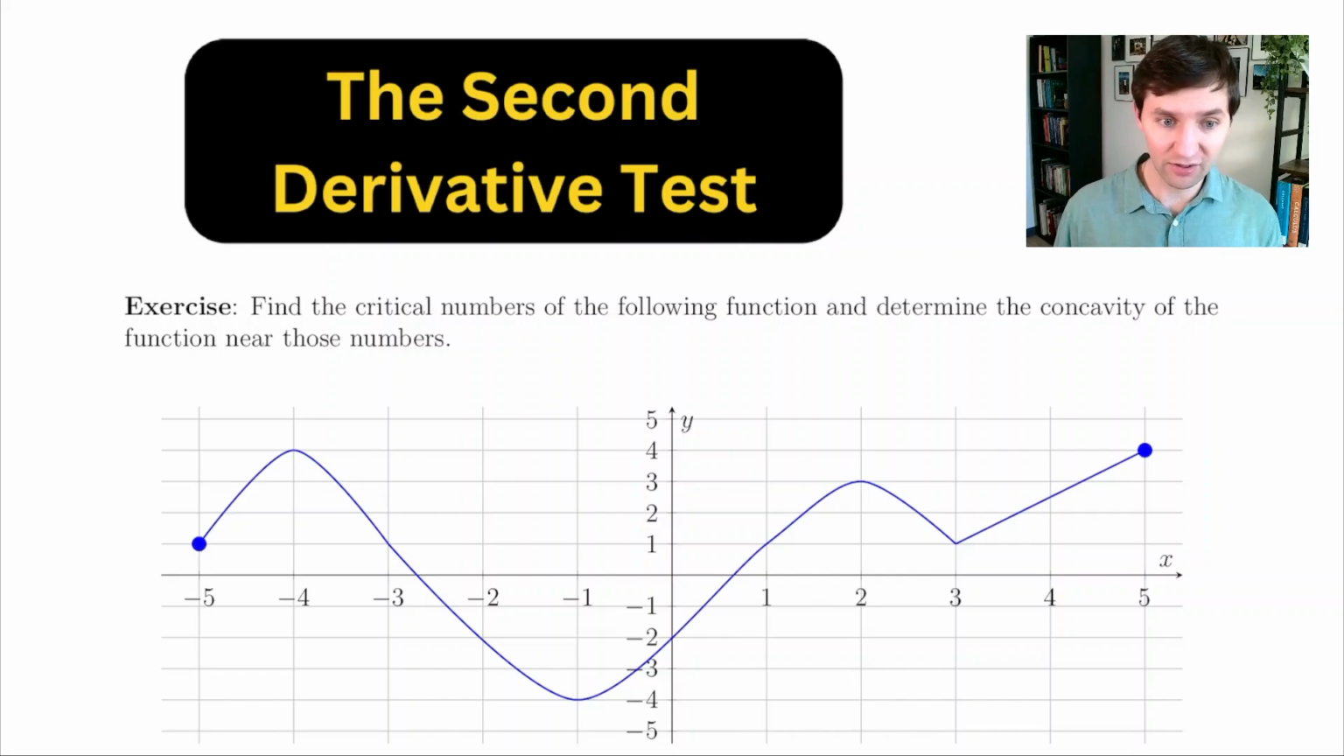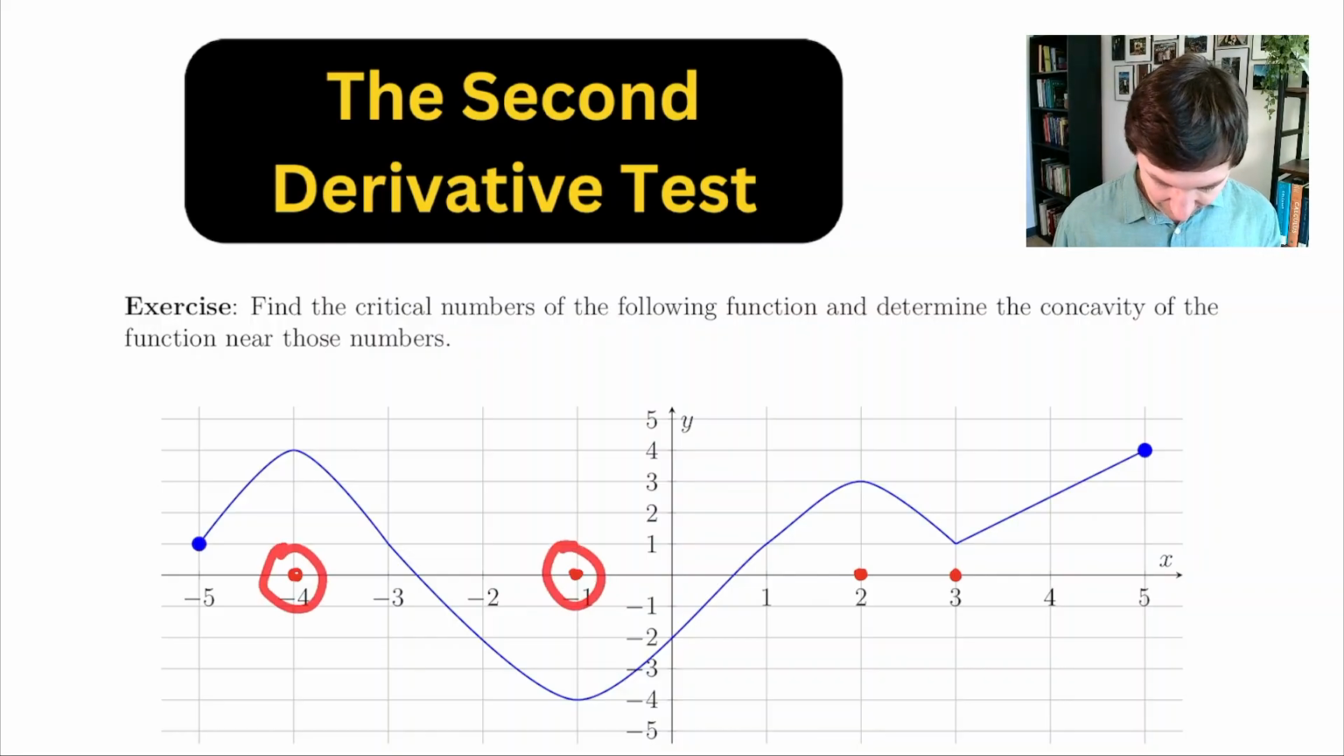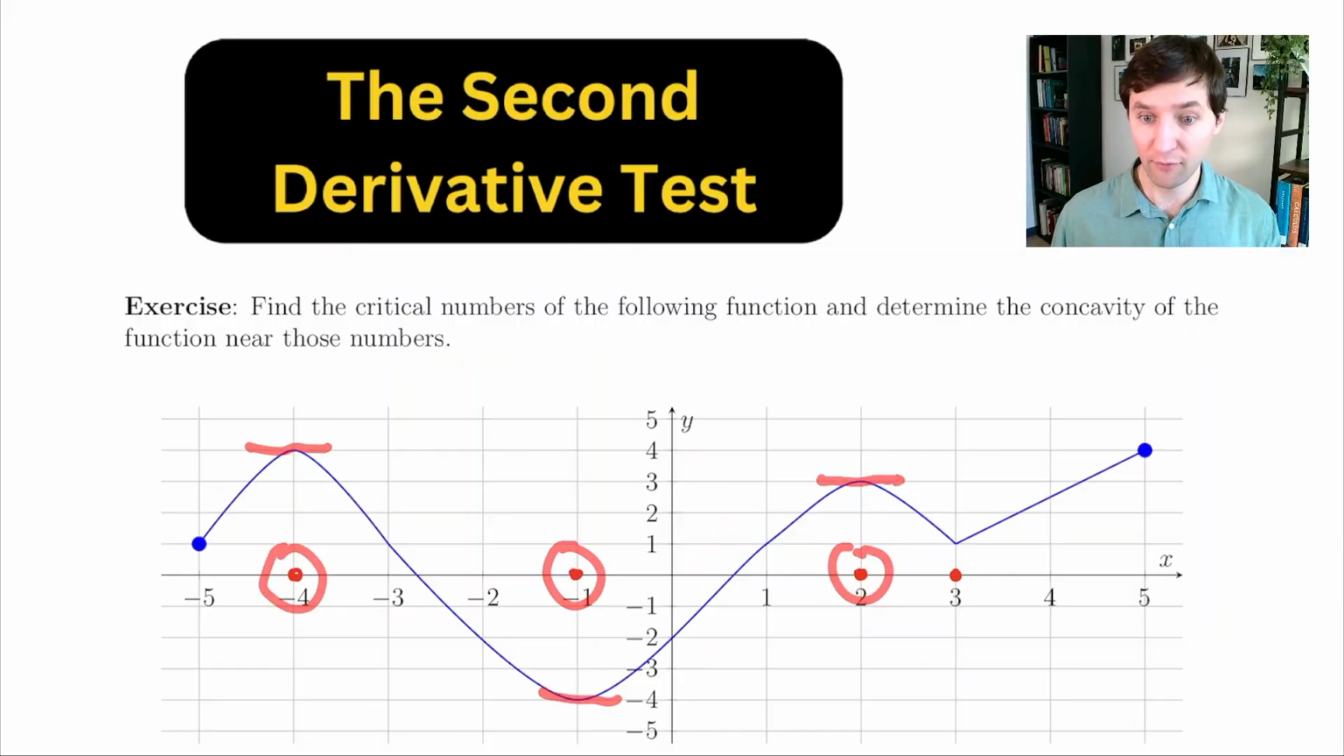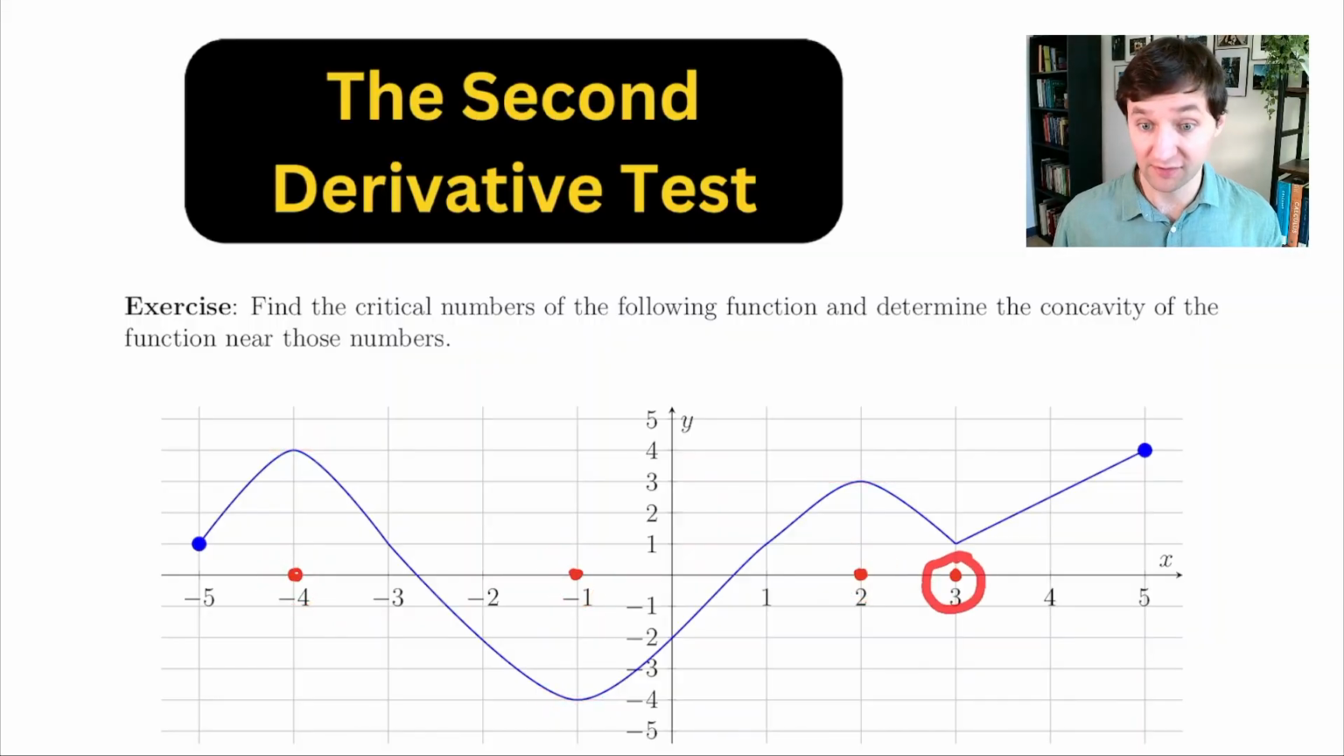I believe this function has four critical numbers: -4, -1, 2, and 3. -4, -1, and 2 are critical numbers because that is where the function has the derivative equal to 0. 3 is a critical number because that is where the derivative does not exist. The graph of the function has a corner there.